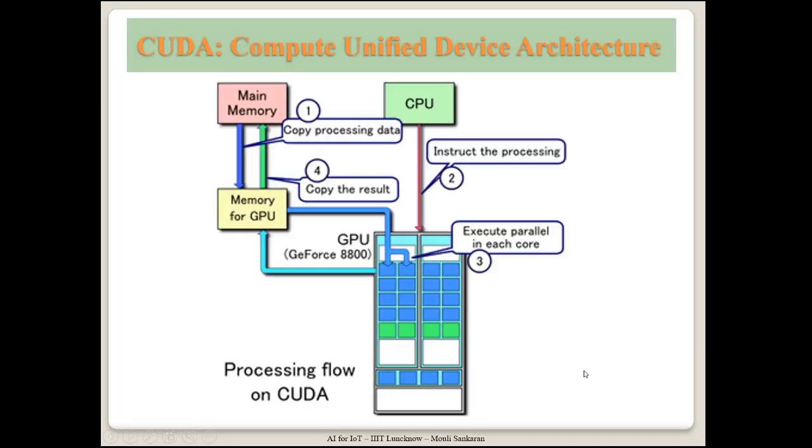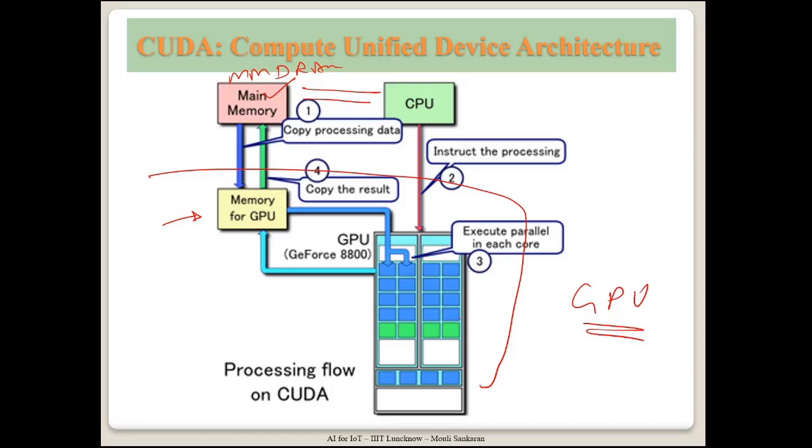What is CUDA? Compute Unified Device Architecture. This is just to give you how GPUs are used for AI processing. Normally, as I told you, we have the CPU working with the main memory, which is a DRAM on the motherboard. Now, when you have a graphics processing unit, the GPU is always built in with some memory inside. The whole thing is a GPU chip, and they have a built-in memory inside the chip itself.